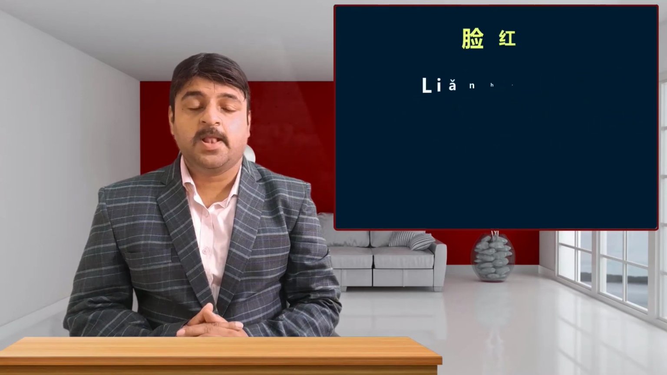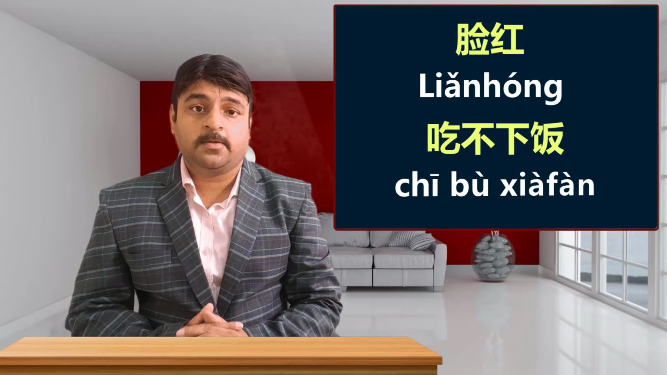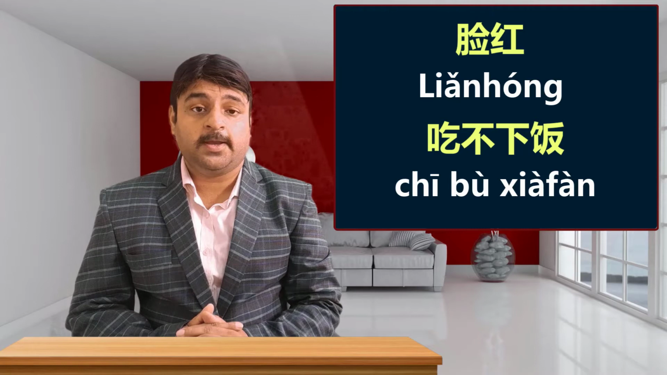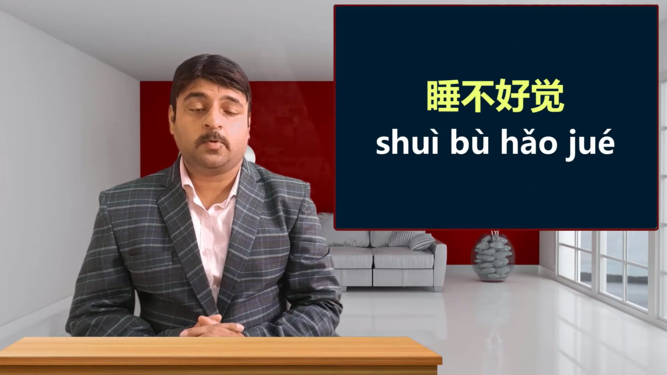Moving on to the words in the box, let us have a look at the following replacements. 脸红, face is red. Once he is worried, his face becomes red. 吃, food, 不下来, could not eat food or could not eat well. 睡不好觉, could not sleep well. Once he is worried, he cannot sleep well.